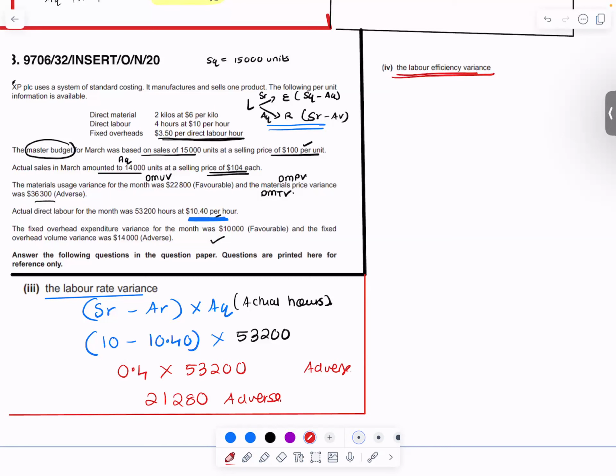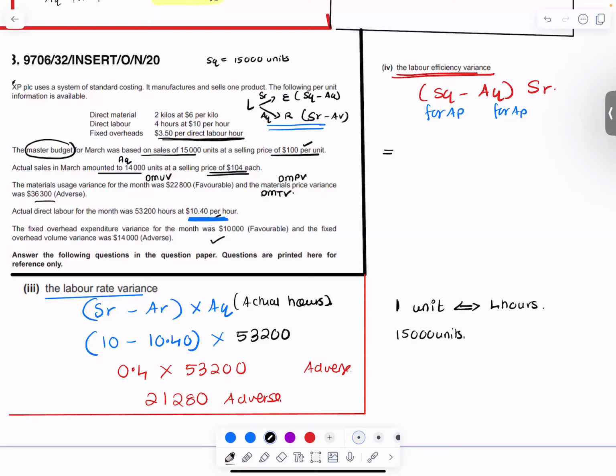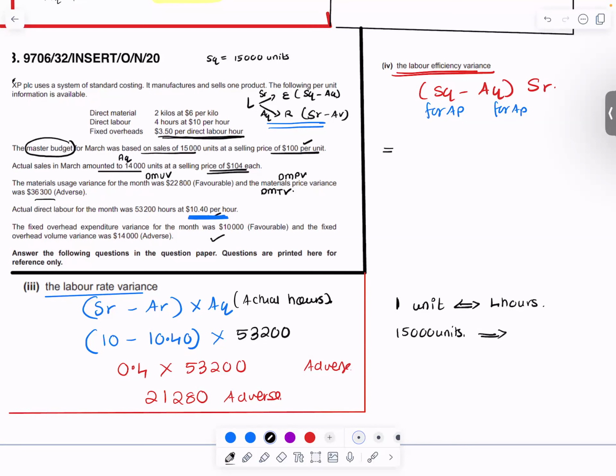Labor efficiency variance. Standard quantity minus actual quantity into standard rate. But always in volume, you should remember, for actual production. For standard quantity, you need to find out the amount of labor hours for actual production. For one unit, standard quantity is 4 hours. For 15,000 units, your actual units, 15,000 into 4. So your standard quantity for actual production is 60,000 hours.